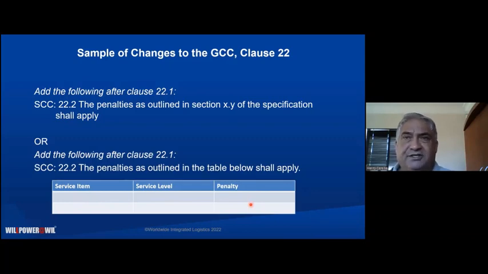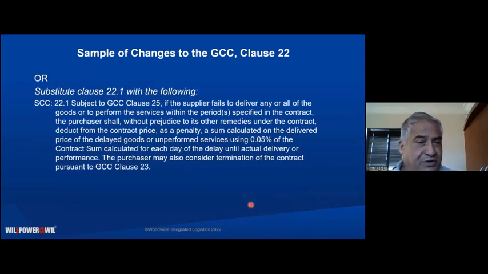You can say that, and you'll see some examples later on, if the security guards are not in their uniforms, then we're going to incur a penalty on you or something like that. Or you can substitute. We can even substitute clauses. So you can have a substitute clause to say that you substitute 21.1 with this particular clause.